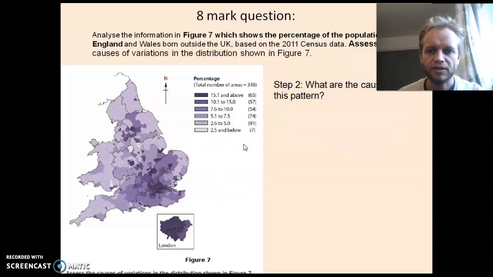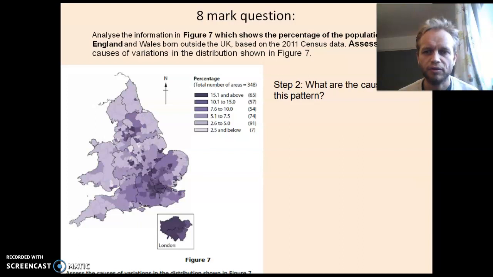Okay, so the next step in your answer is to think about, well, what are the causes of this pattern? Some of you might have picked out that there's concentrations in the southeast around London. So think about why lots of people are coming to London in particular. Think about maybe its location. We talked about its site and situation. Why is that so important? You might think about the types of jobs and so on. And then think about why they might not go to other areas.